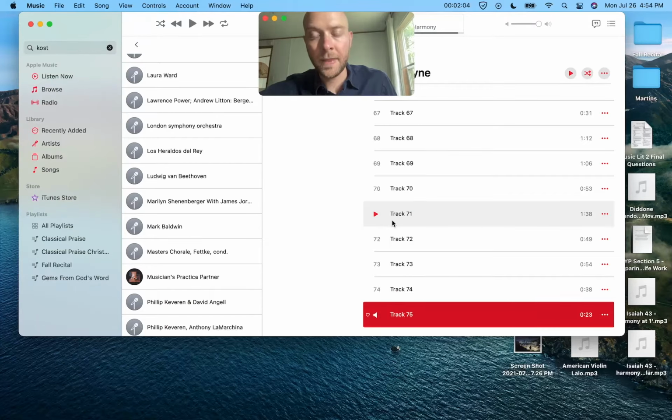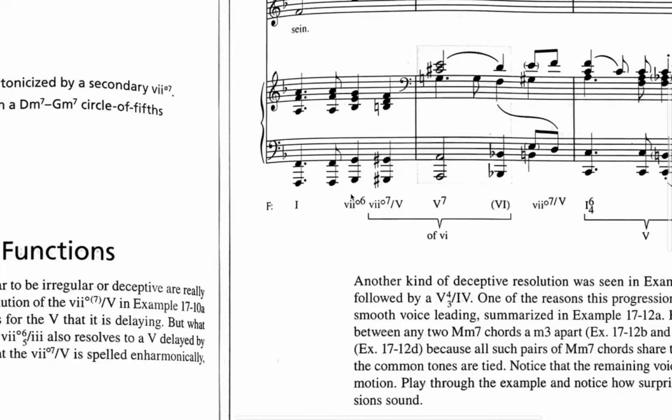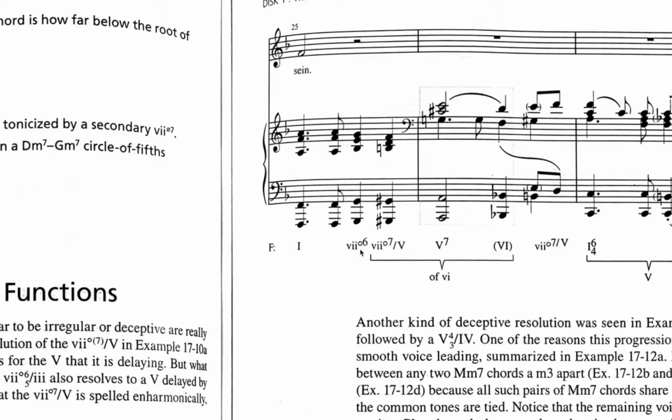Very nice. Now, this is the deceptive resolution here of this secondary dominant chord. Instead of going to D minor, the 6, it goes to the 6th of 6, B flat major. Now, this guy here, take a look at this. This is the 7th of 1.